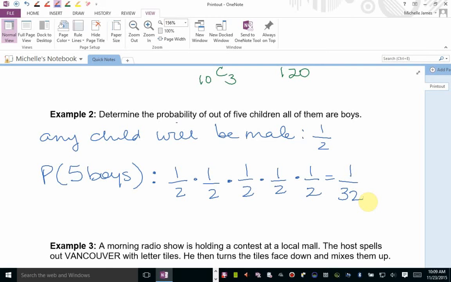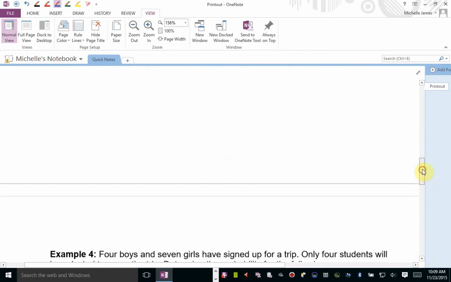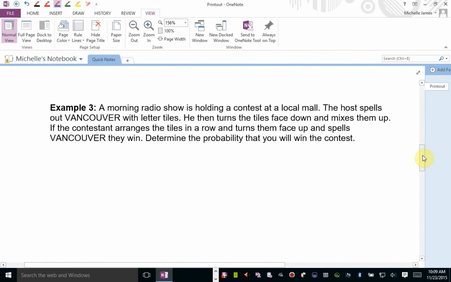All right, example number 3. A morning radio show is holding a contest at a local mall. The host spells out Vancouver with letter tiles. He then turns all the tiles face down and mixes them up. If the contestant arranges the tiles in a row, turns them face up, and spells Vancouver, they win. Oh, that would be sort of difficult, but what's the probability that that person will win?